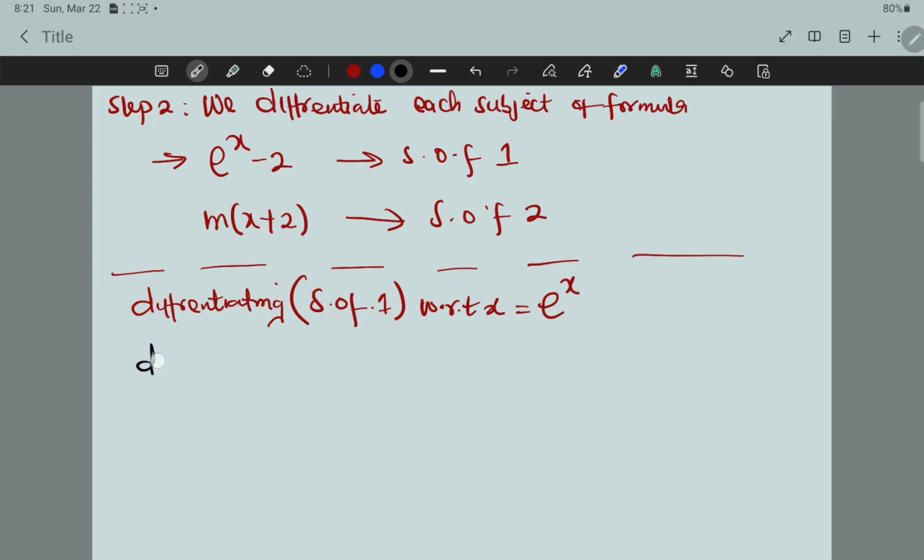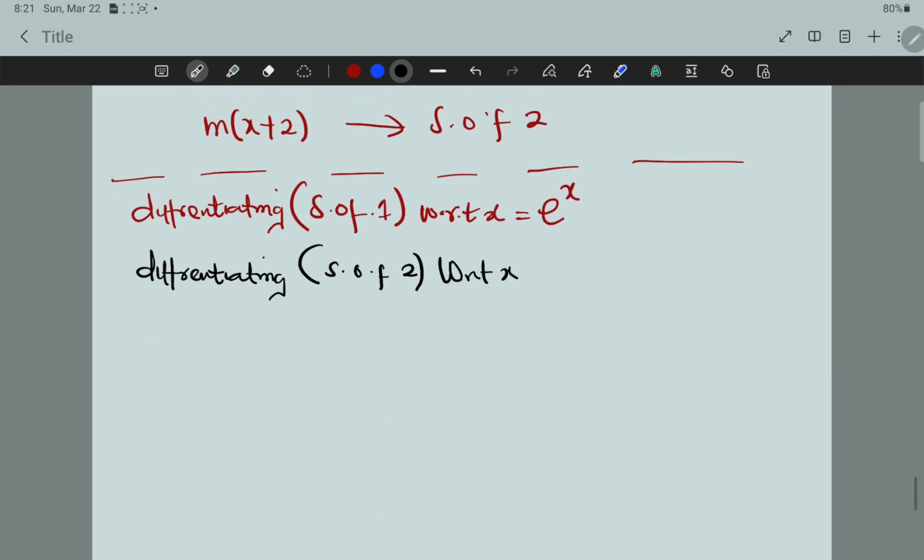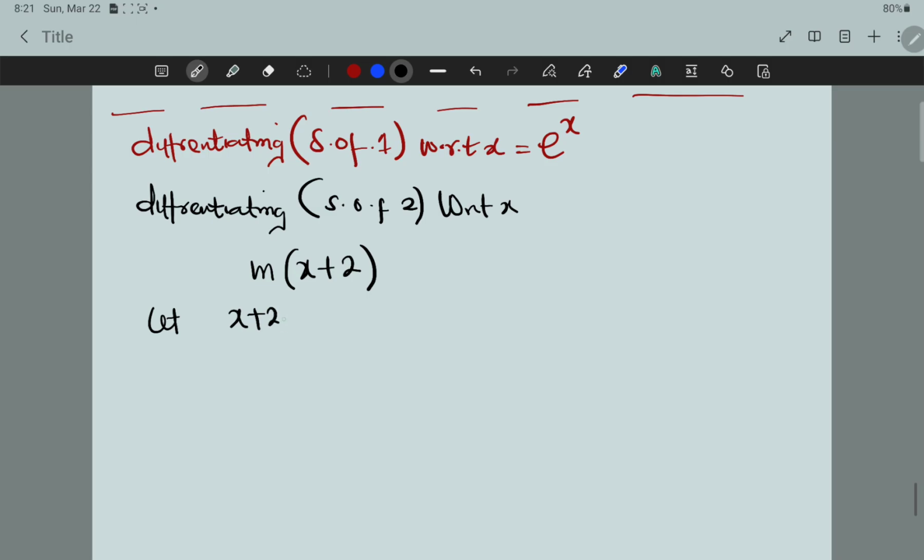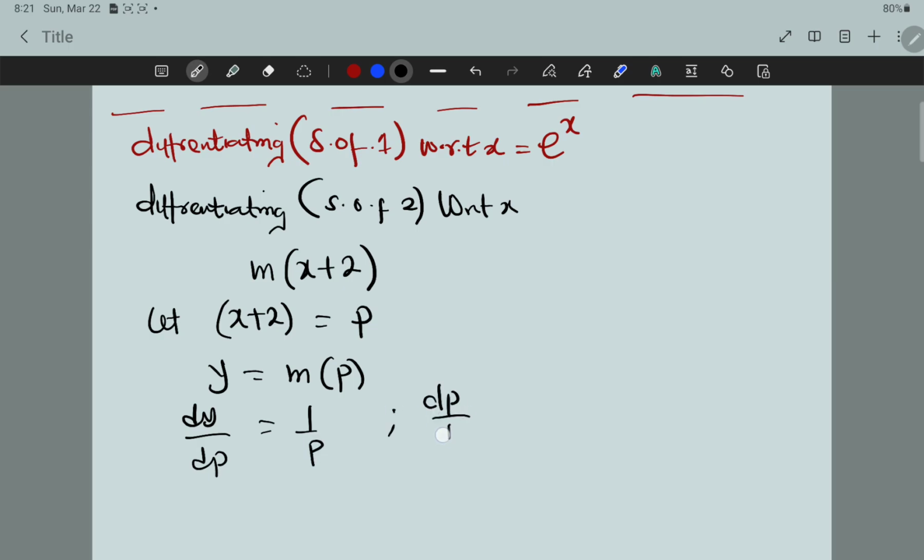Secondly, we are differentiating SOF2 with respect to x also. SOF2 states that ln x plus 2. How do we differentiate this? From your Math 102, you say let x plus 2 equal, for example, p. You now say y is equal to ln p, right? So dy/dp is 1 over p, and I'm differentiating with respect to x here, so dp/dx is 1.